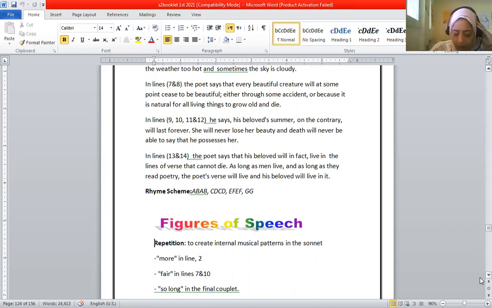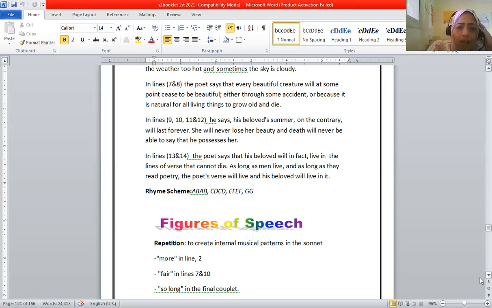In lines 7 and 8, he says, and every fair from fair sometimes declines, by chance or nature's changing course untrimmed. So what's here?